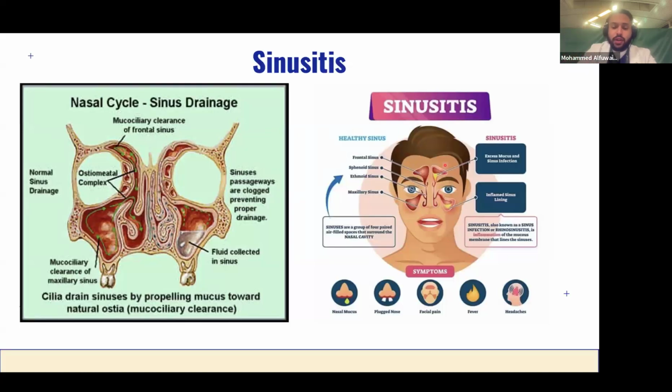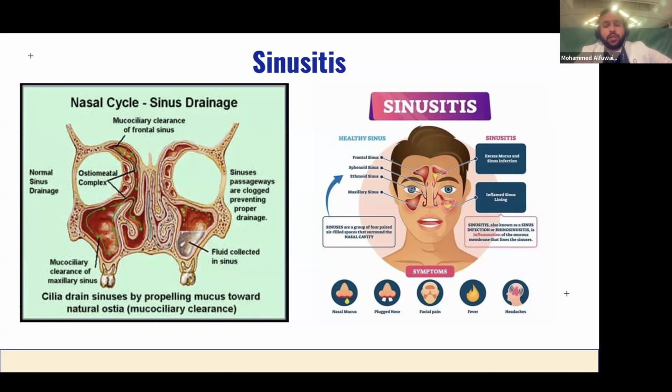Maxillary, same thing, obviously a different branch. But you'll have facial pain. You'll have fever because it's infection, and you'll have headaches. Another thing is, especially with maxillary bacterial sinusitis, you'll have facial fullness. Your face will feel full.